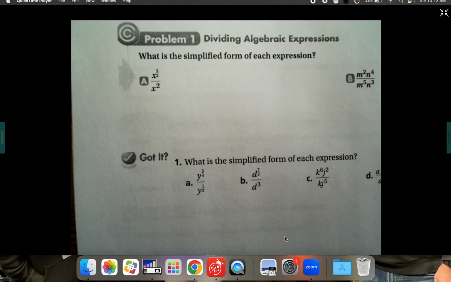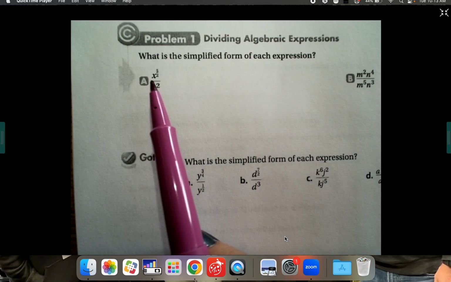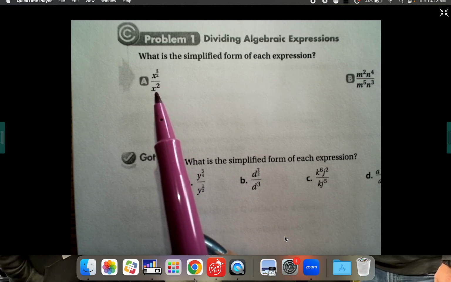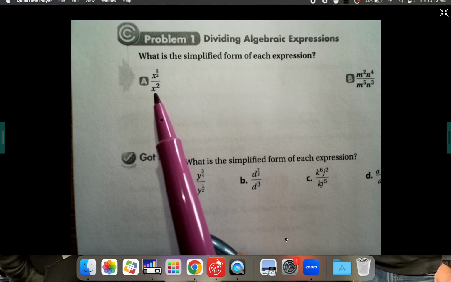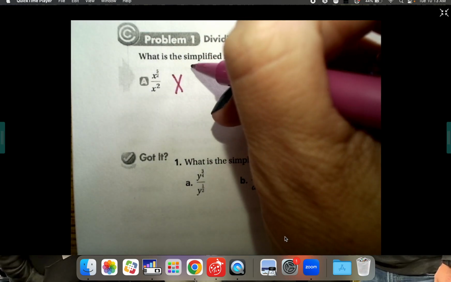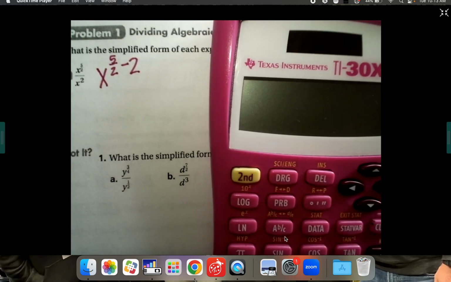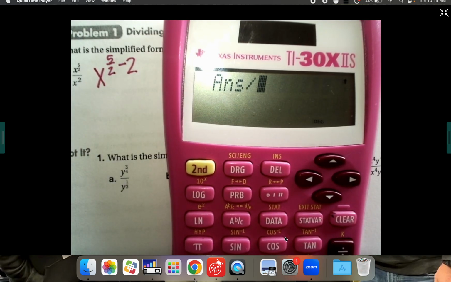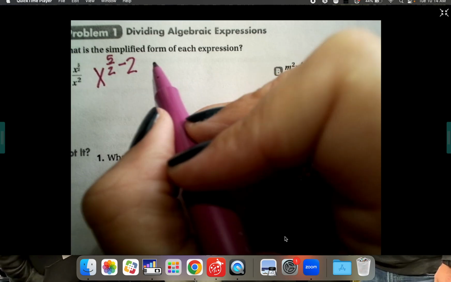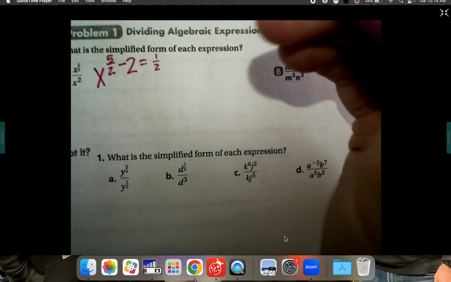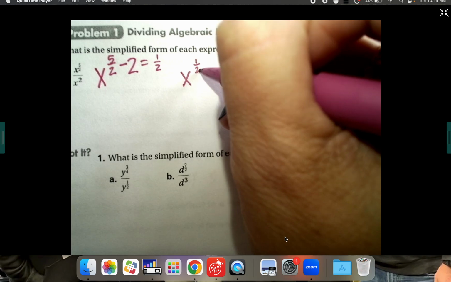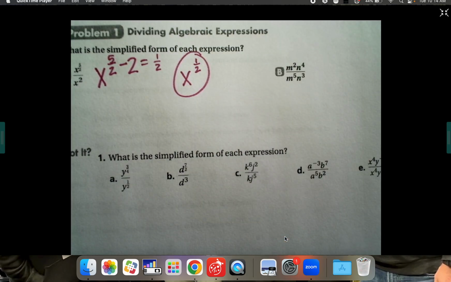All right, let's go down and try to find the simplified form of x to the 5/2 divided by x squared. So since the bases are the same, they're both x's, we can take x and we can take the 5/2 minus 2. So I'm just going to type that into my calculator. I'm going to type 5/2, and I'm going to subtract 2. That's 1/2. So since that is 1/2, our final answer is x to the power of 1/2. All right, let's try our next one.